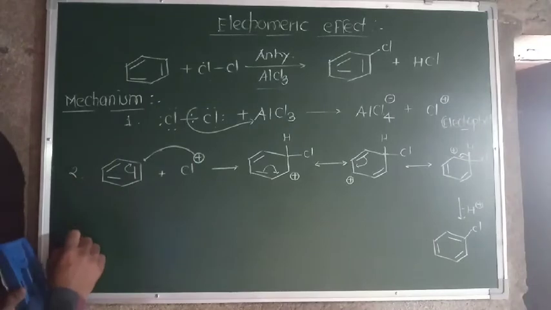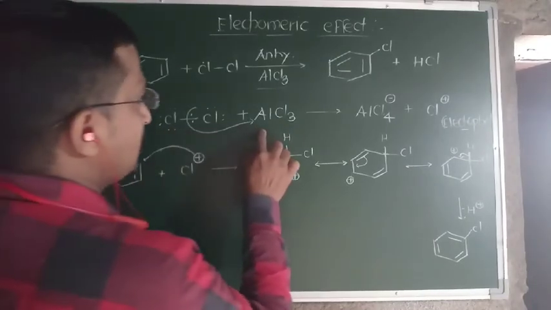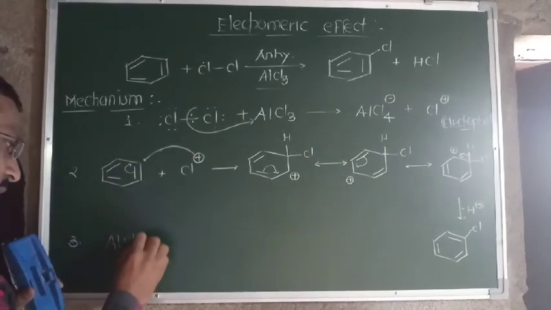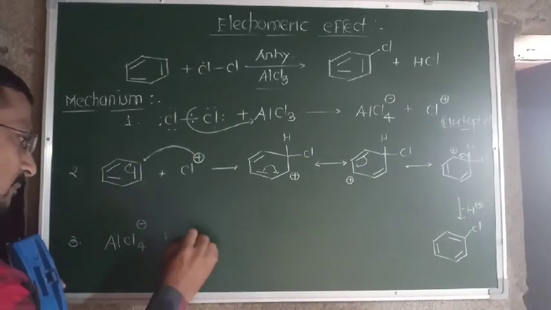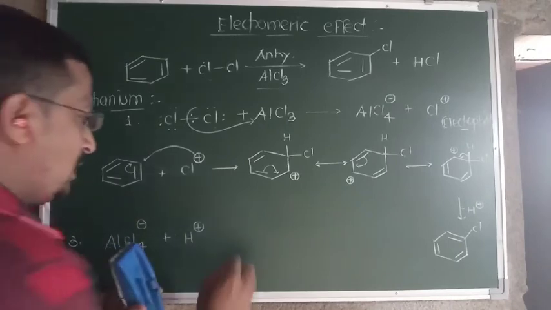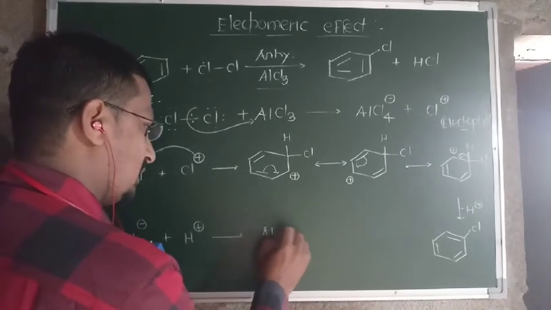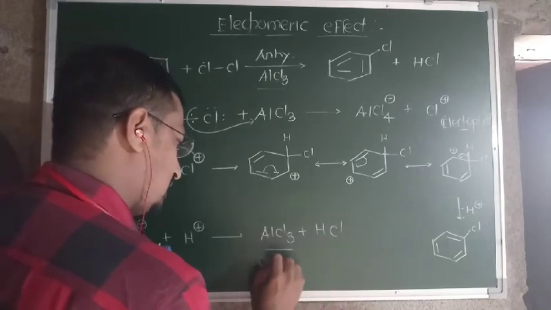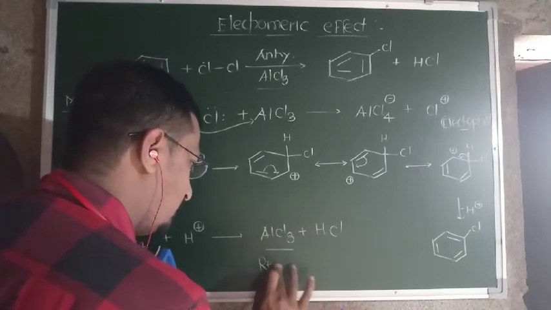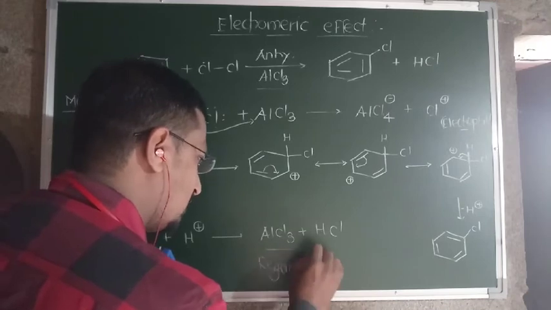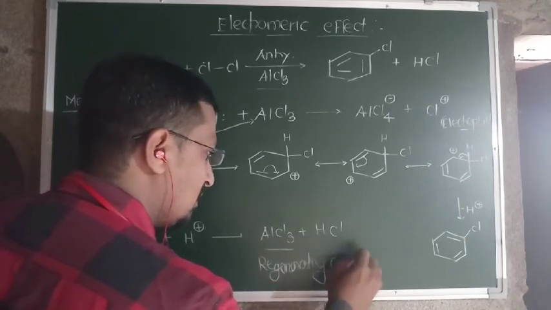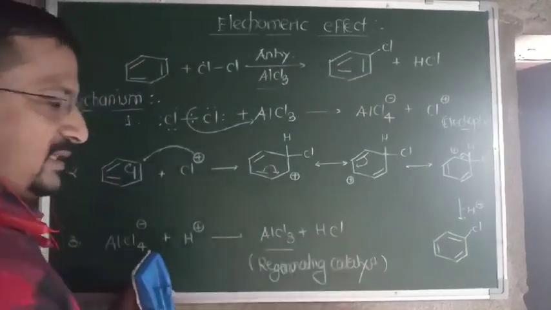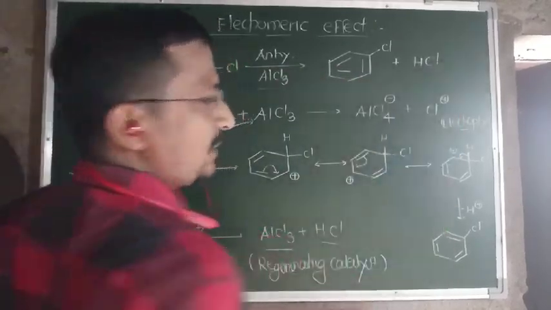And the third point: in the first step, the AlCl4 minus which is formed combines with H plus to form AlCl3 plus HCl. And this AlCl3 is the regenerated catalyst. The catalyst added at the beginning is regenerated, AlCl3. It regenerates after this. HCl is the byproduct.